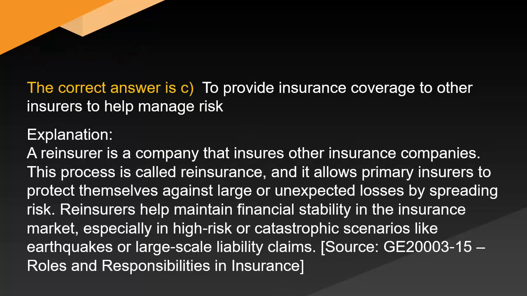The correct answer is C. To provide insurance coverage to other insurers to help manage risk. Explanation: A reinsurer is a company that insures other insurance companies. This process is called reinsurance, and it allows primary insurers to protect themselves against large or unexpected losses by spreading risk.